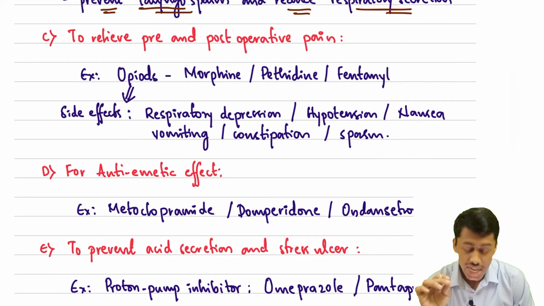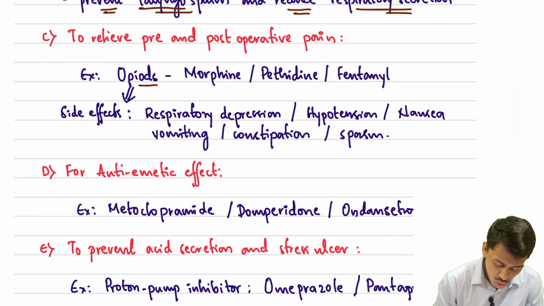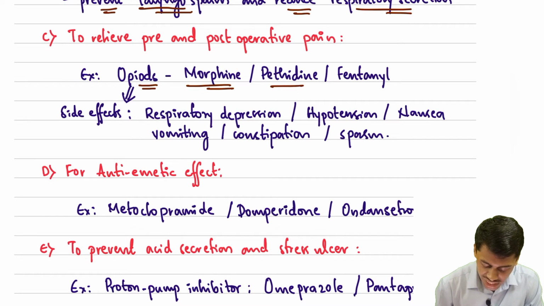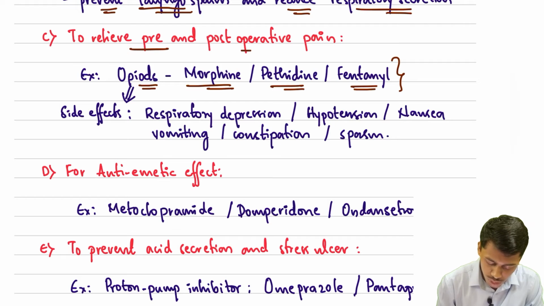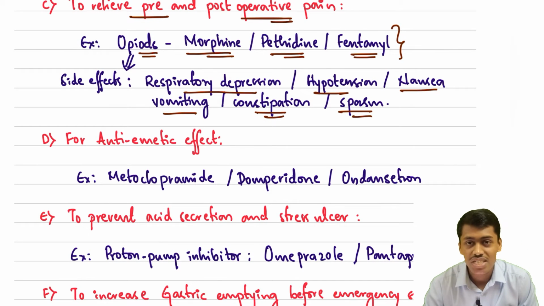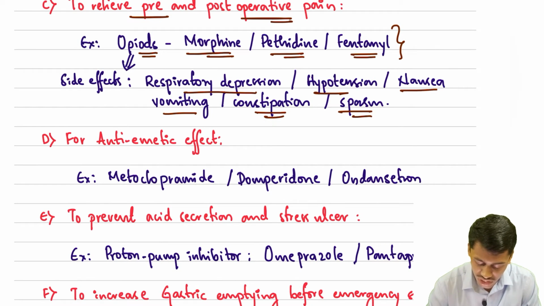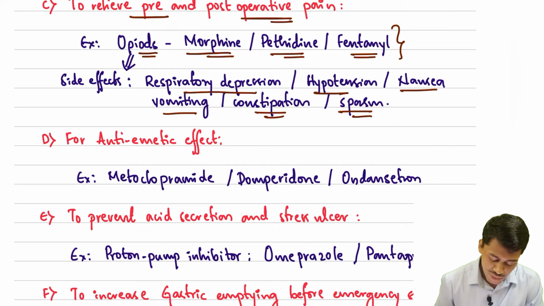Then to relieve pre and post-operative pain, what do we give? We generally give opioids such as morphine, pethidine as well as fentanyl. Now what are the side effects of these opioids? That is respiratory depression, hypotension, nausea, vomiting, constipation as well as spasm. So along with the benefits there also come side effects.